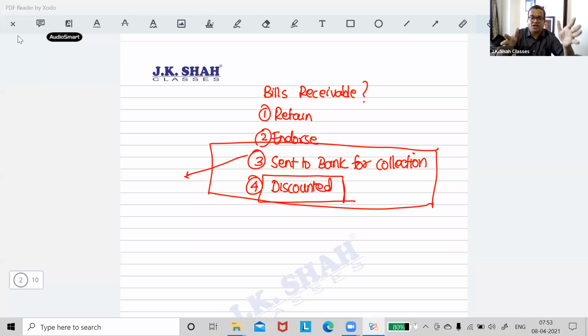So if you are aware of the last two points, bills sent to bank for collection and discounting, it will be very easy for us to understand factoring, because in factoring, the same thing happens. Just that we don't convert our debtors officially into bills receivable.